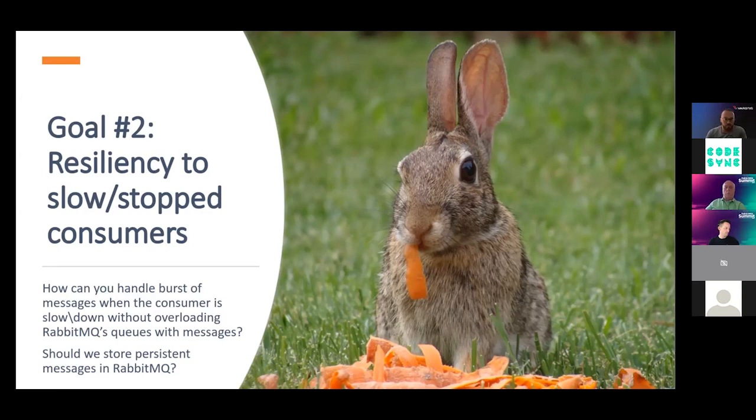As I mentioned, we don't have access to RabbitMQ once we finish deploying it to the customer. So let's say the consumer goes down and it's down for a week, and we produce a lot of messages.